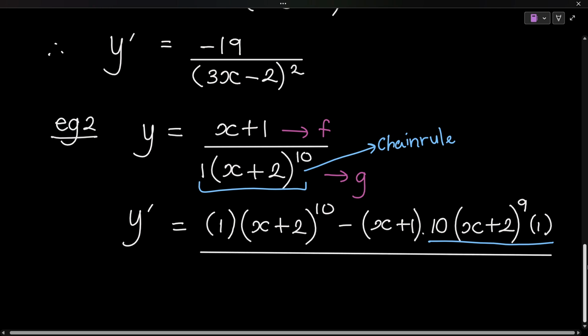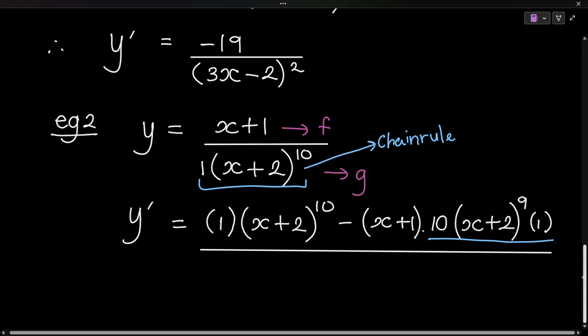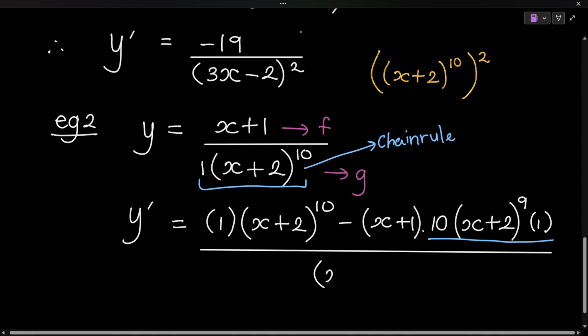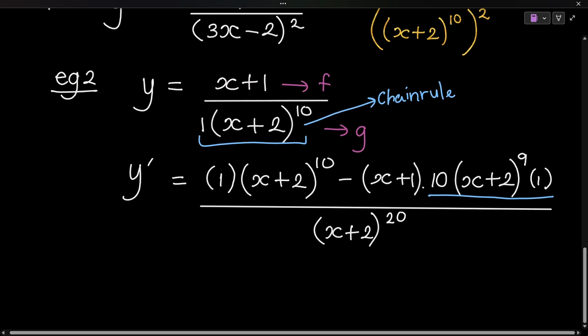Now, part of your quotient rule tells you that you square the denominator. In order for us to square this denominator, if we're just going to look at this separately, we've got x plus 2 to the power 10, and we want to square this denominator. That's going to result in these two exponents being multiplied together. So it's actually going to end up being x plus 2 to the power 20 once we square that denominator. And that just comes from laws of exponents, which you've learned in high school.